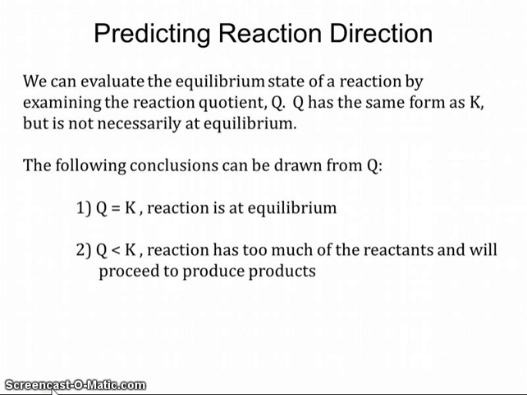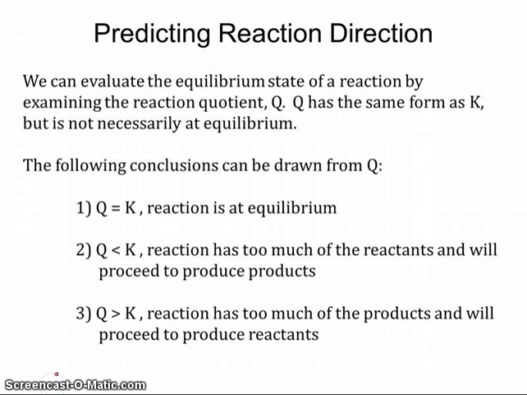If I see that Q is less than K, because of the way Q and K are calculated, that means I have too many reactants and I will make more products. Essentially, the way K is calculated, if you remember, is products divided by reactants. So if products divided by reactants is too small, I need to convert some of my reactants into products to make the number on top bigger and the number on bottom smaller, both of which will cause the value of Q to increase.